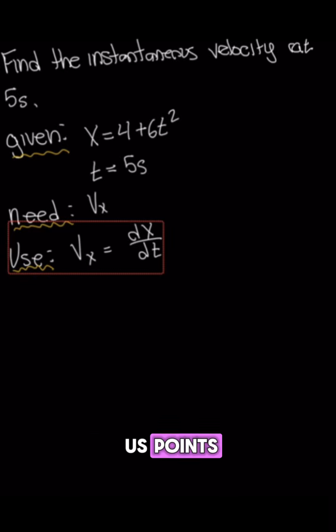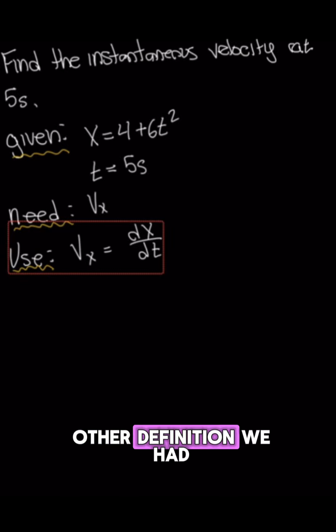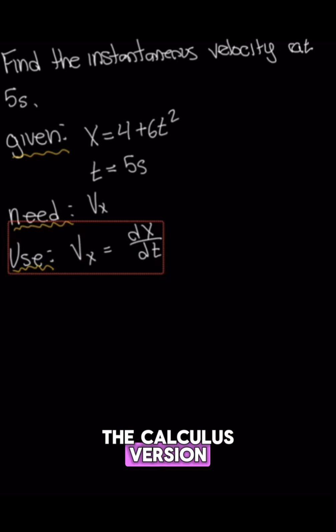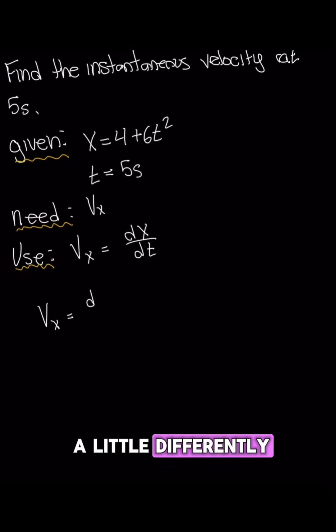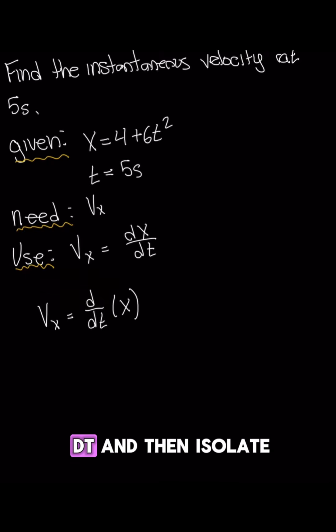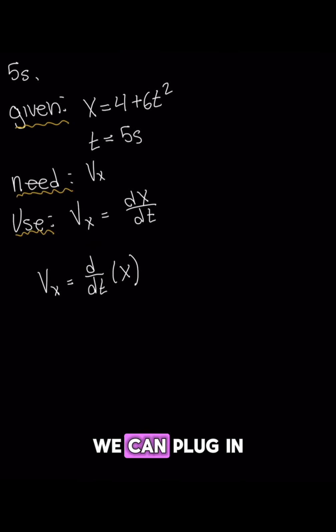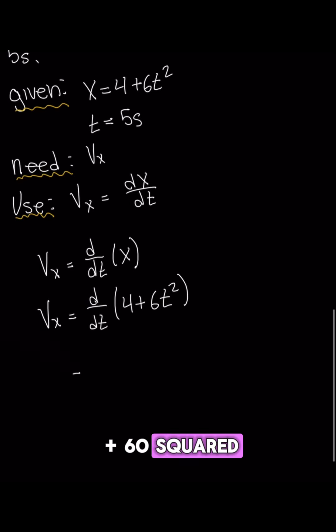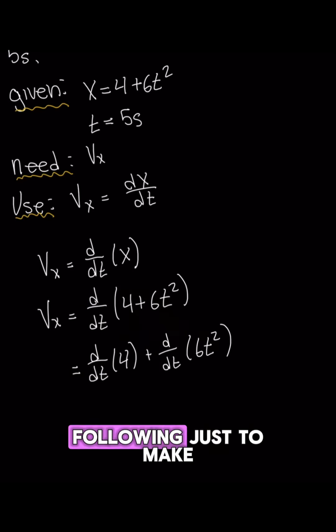If they just gave us points, we can use the other definition we had for the instantaneous velocity, but since they gave us an equation, we have to use the calculus version. So we can start by rewriting the equation a little differently. Vx equal d over dt, and then isolate for x. And then from there, we can plug in the equation they give us for x, so it'd be 4 plus 6t squared. And then we can rewrite it as the following, just to make it simpler.